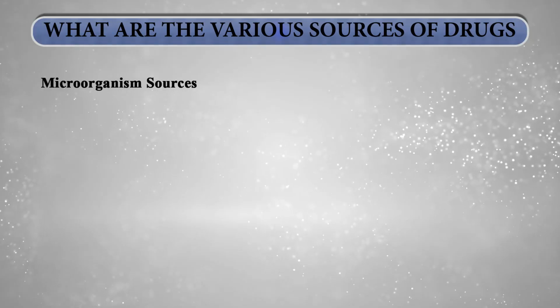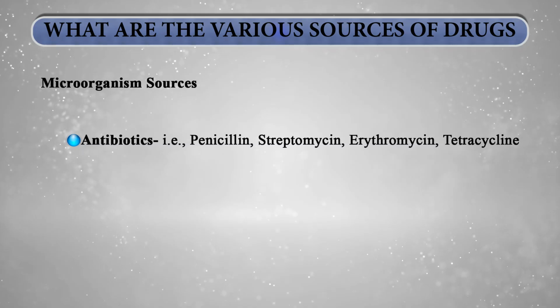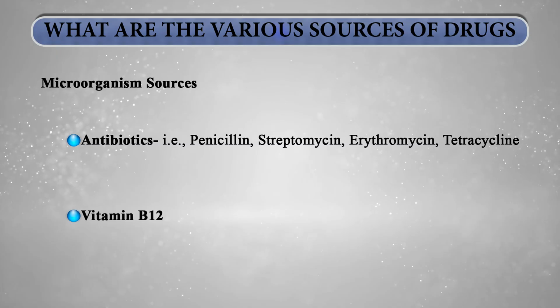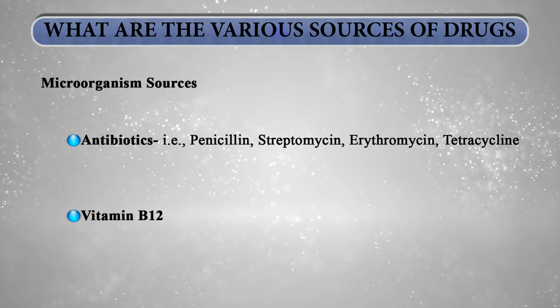Now next, let us see what are the drugs which are obtained from microorganisms. Some very important antibiotics like penicillin, streptomycin, erythromycin, tetracycline are all obtained from microorganisms. And also vitamins, for example, vitamin B12, is obtained from microorganisms. These organisms are cultured in laboratories on a large scale, and there is a procedure by which these antibiotics are separated and collected from these microorganisms.